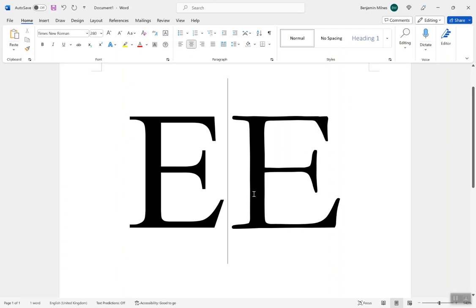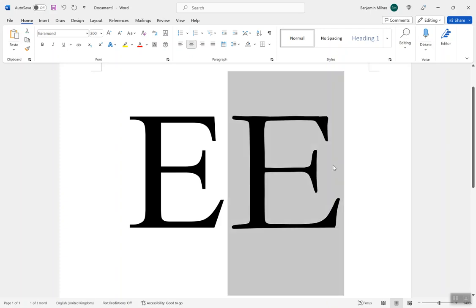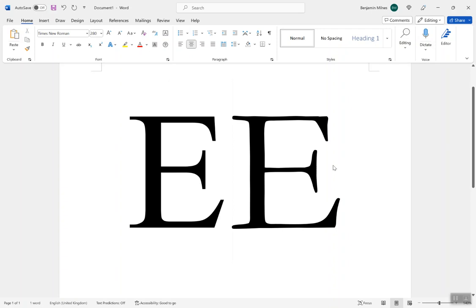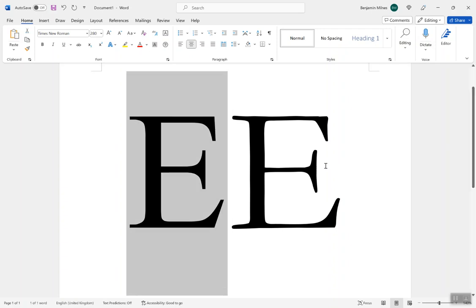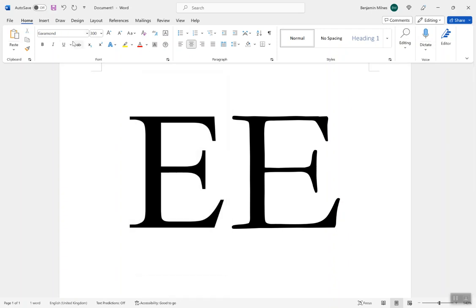Garamond is designed to emulate those classical fonts, like metal type fonts, compared to the much more geometric Times New Roman. Garamond is incredibly popular. I've used it. Lots of people use it.